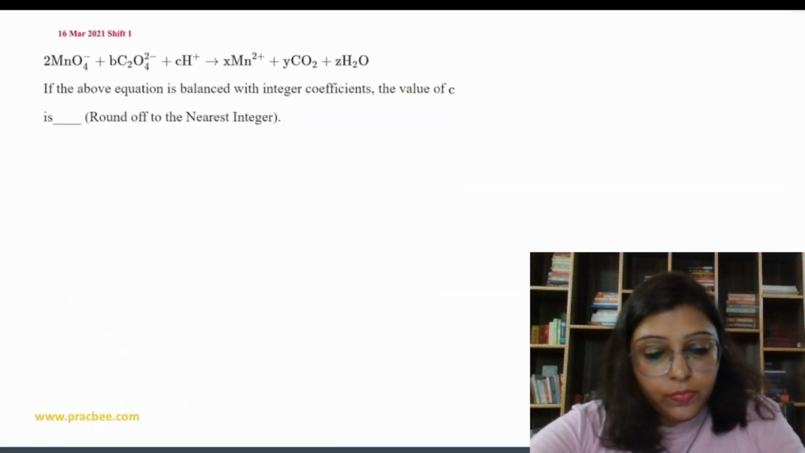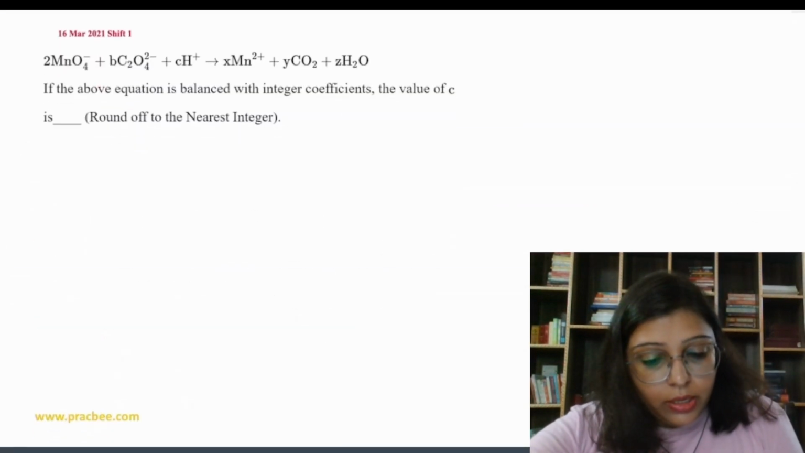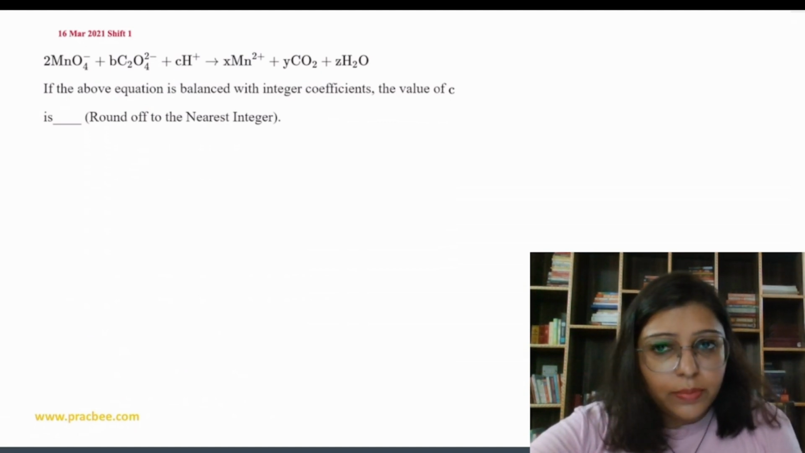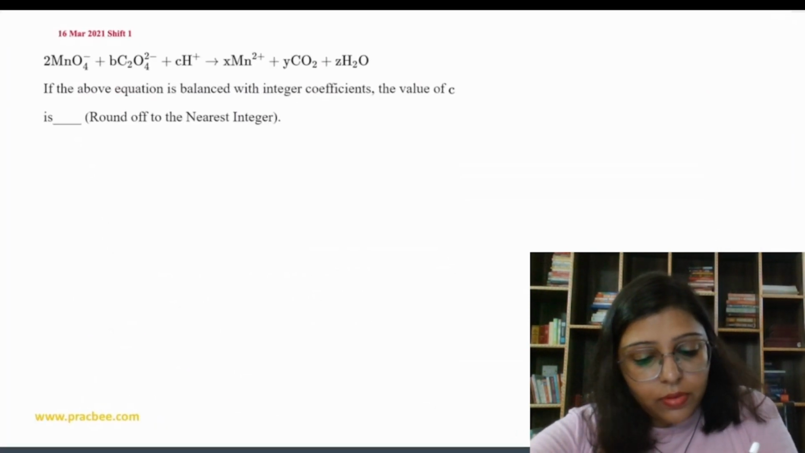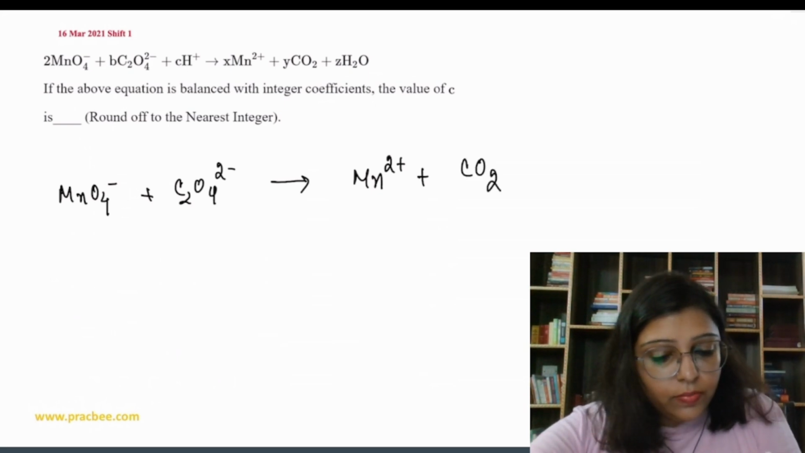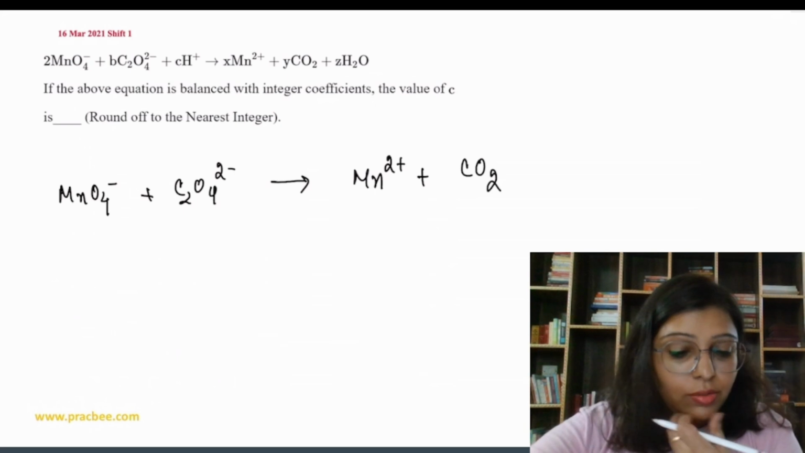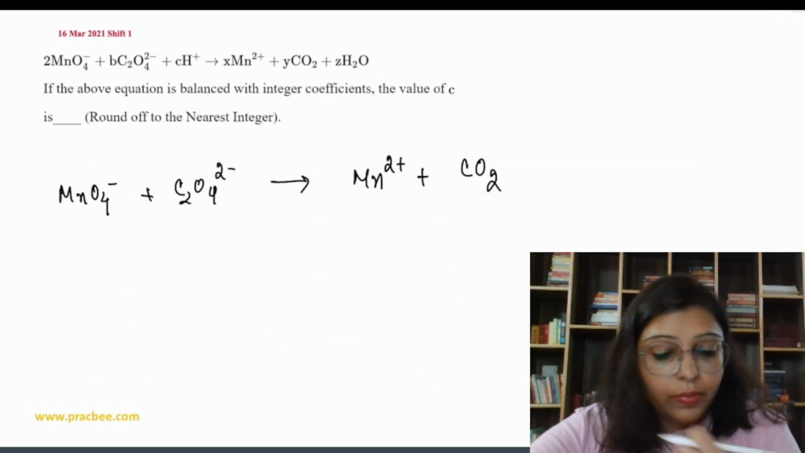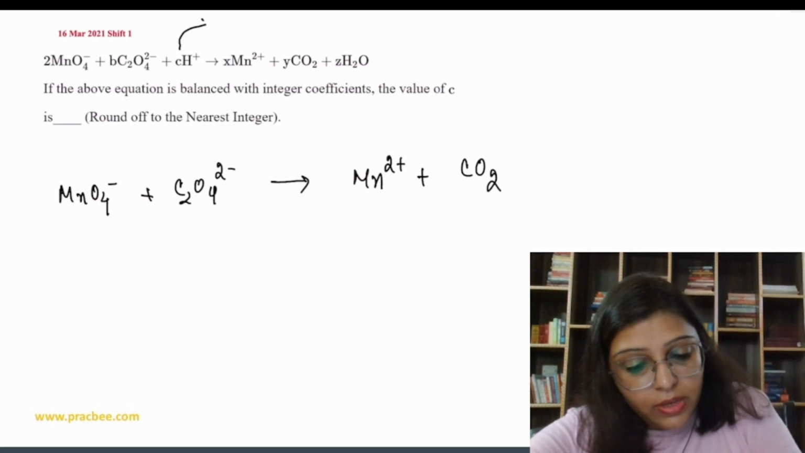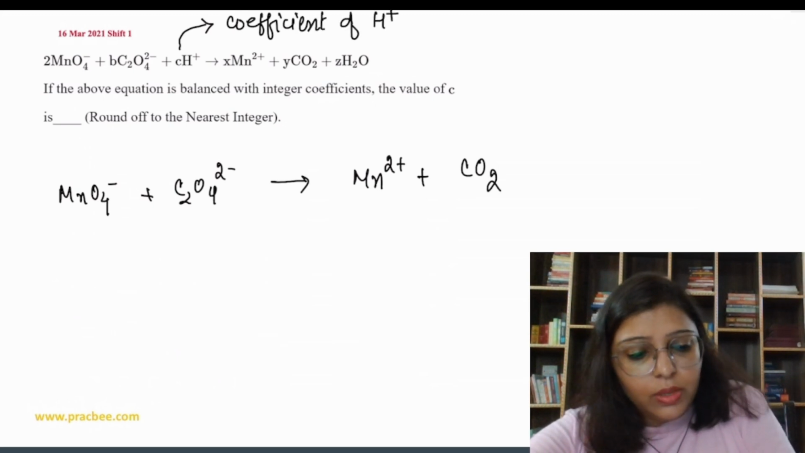Now let's do the next question. This is a simple balancing question, acidic medium balancing. We have MnO4- and C2O4 2-. We have to balance this in acidic medium to give Mn2+, and oxalate carbon is oxidized to CO2. We have to find out the value of c, which means the coefficient of H+. So let's do the balancing step by step.